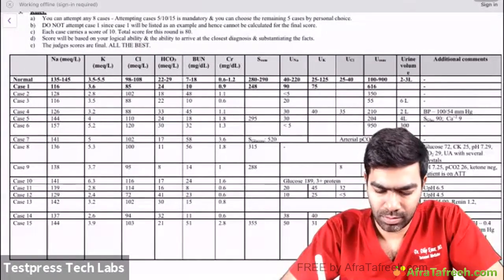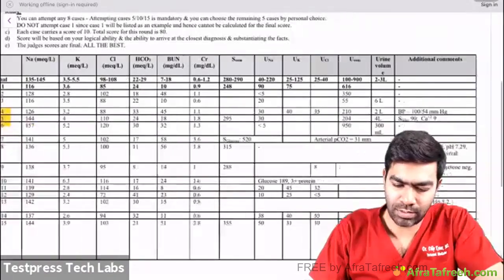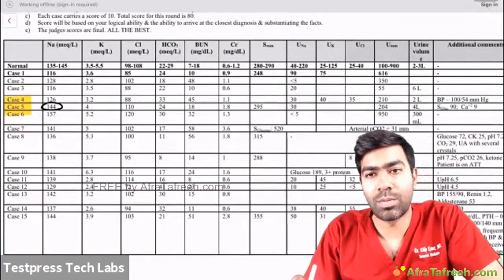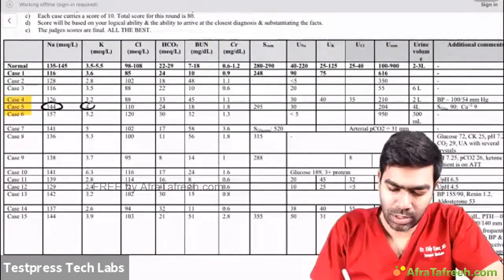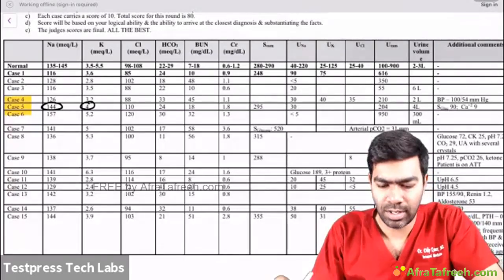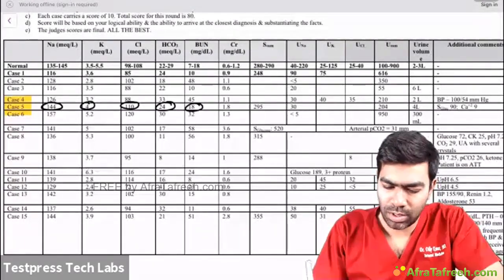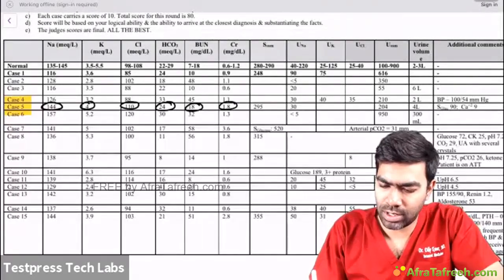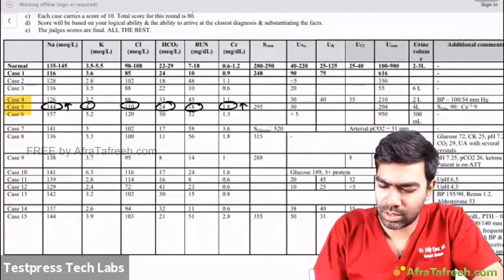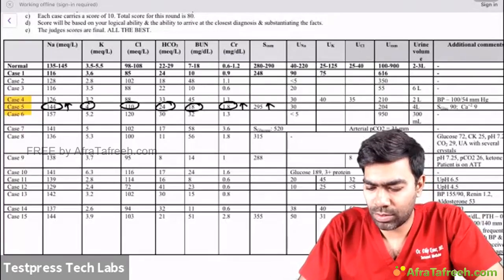Okay, so let us take case 5 for example. Suppose if you want, we'll do case 5. You have a sodium of 144, potassium of 4. I won't call it hypernatremia, but your sodium is on the higher range. Chloride 110, bicarbonate 24, BUN 18, creatinine 1.8, a little high, sodium a little high as well, and serum osmolality is okay, on the higher limit of normal. 285 to 295 is normal, so it's slightly higher.